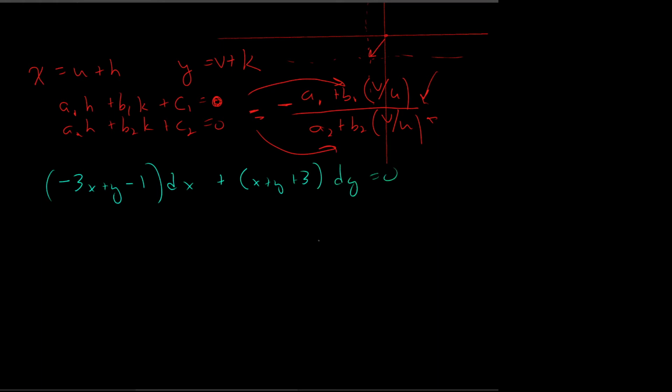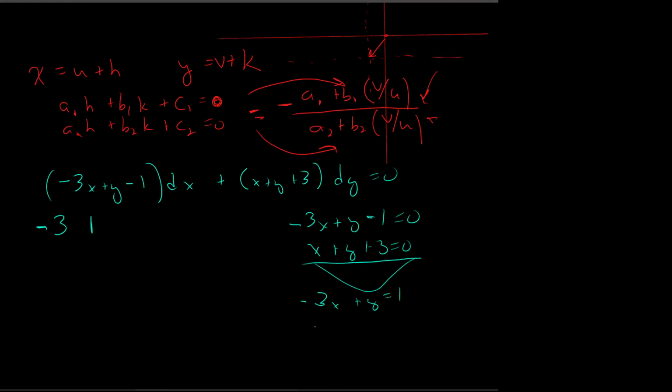And so we're going to turn this into a linear system. We're going to take the coefficients, the constants, negative 3, 1, and negative 1. I'll take this line here and write this out. Negative 3x plus y minus 1 equals 0. x plus y plus 3 equals 0. I want to turn this into a linear system. So this becomes negative 3x plus y equals 1, and x plus y equals negative 3.